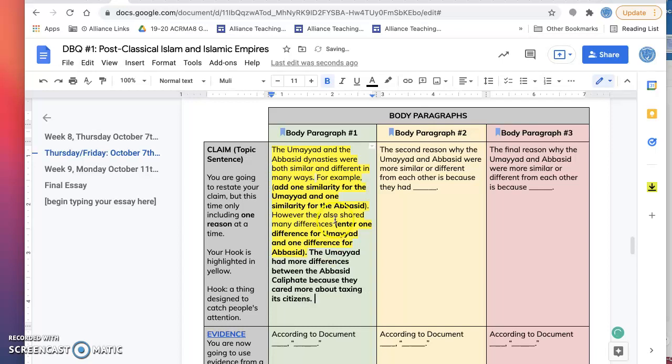Boom. That's your claim. Alright, it's straight to the point. We have our because. That's how we answered the why. Why do you think that's more different? I think there's more differences because I think the jizya that they were charging its citizens was a little bit too much, and that kind of separated them from the Abbasid.